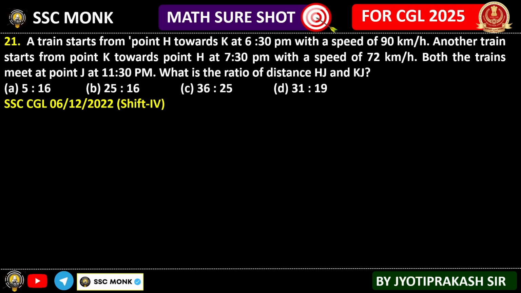Next, a train starts from point H towards K at 6:30 p.m. with a speed of 90 km per hour. Another train starts from point K towards point H at 7:30 p.m. with a speed of 72 km per hour. Both trains meet at point J at 11:30. So let's say this is H, this is K. They are meeting at point J, let's say here. Okay. So here this train started at 6:30 p.m., this train started at 7:30 p.m. They are reaching over here at 11:30 p.m.